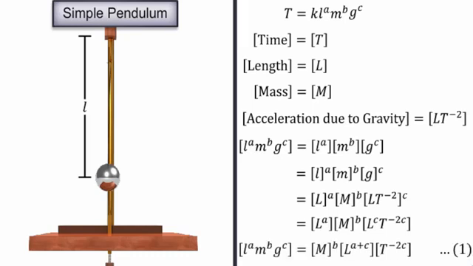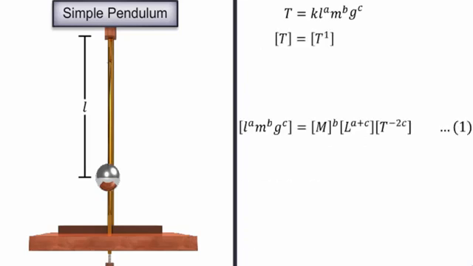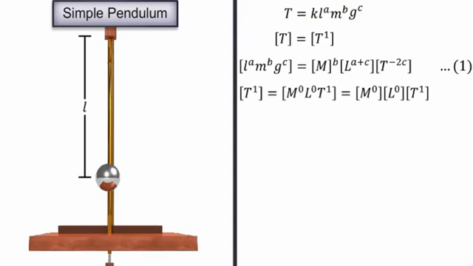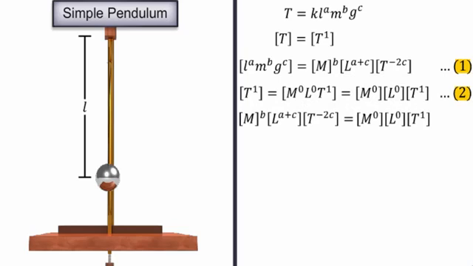The dimensional formula of the quantity on the left side of the equation is as shown. As we do not have the term for M and L on the left-hand side of the equation, we take their powers to be 0 as shown. Let this be equation 2. Equating equations 1 and 2, we compare the powers of the base quantities on both sides of the equation. Thus, we get b equal to 0, a plus c equal to 0 and minus 2c equal to 1. On simplification, we get the values of b equal to 0, c equal to minus half and a equal to plus half.